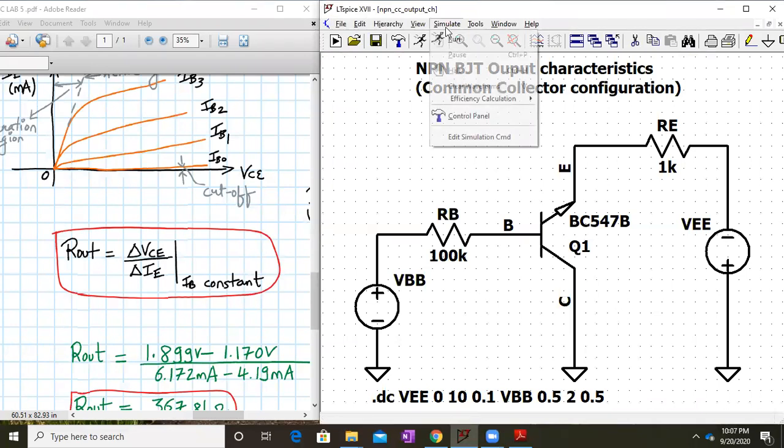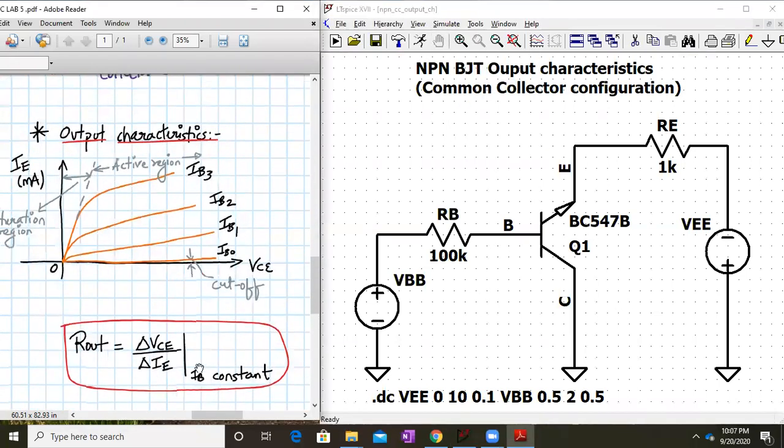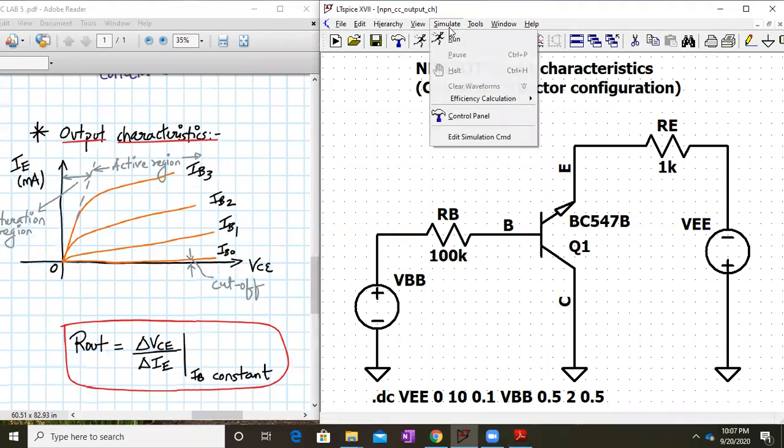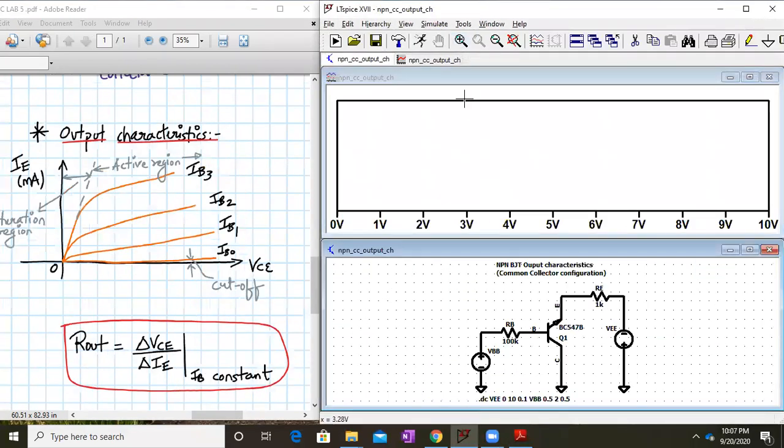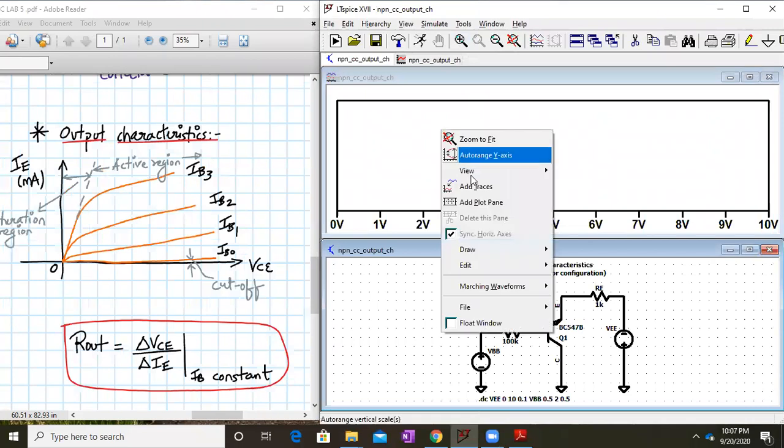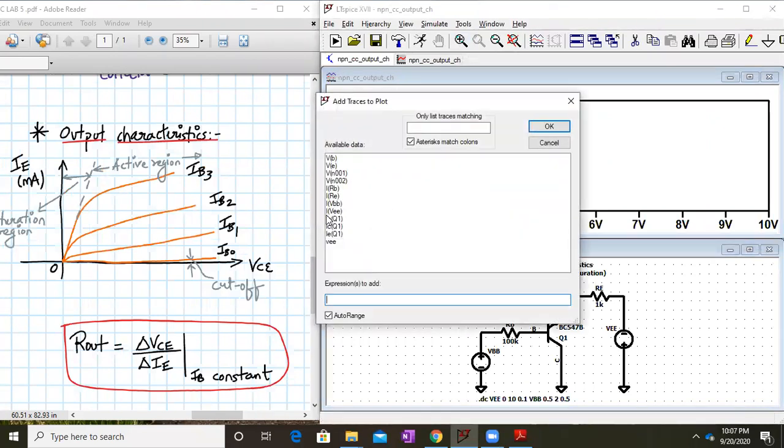Now I'll go to simulate. The output characteristics is between VCE and IE. So I'll go to simulate, click on run, and here in the blank screen, I'll right click, click on add trace, and select IE. Basically, I always told you all that in LTspice, we have to put a minus sign because the IE direction is not proper coming out of the terminal for the BJT, especially in LTspice. So that's why we have to do that.